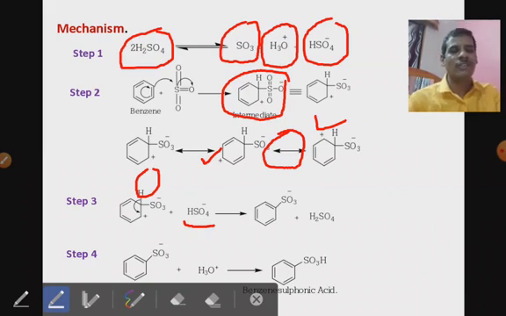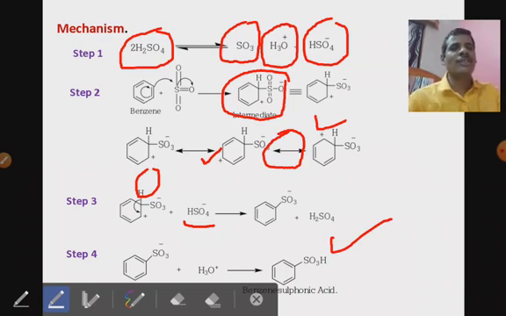This phenyl sulfonate anion again accepts the proton from the protonated water molecule, which was already formed in the first step, and finally there is a formation of benzene sulfonic acid. In this way we discussed this mechanism in four steps.